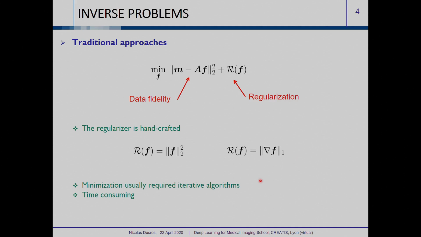You can minimize this cost function analytically, for instance, if you have a quadratic regularizer such as this one. But usually when you have more complicated, more advanced regularizers such as total variation, you have to minimize this cost function numerically using iterative algorithms, and this can be really time consuming.